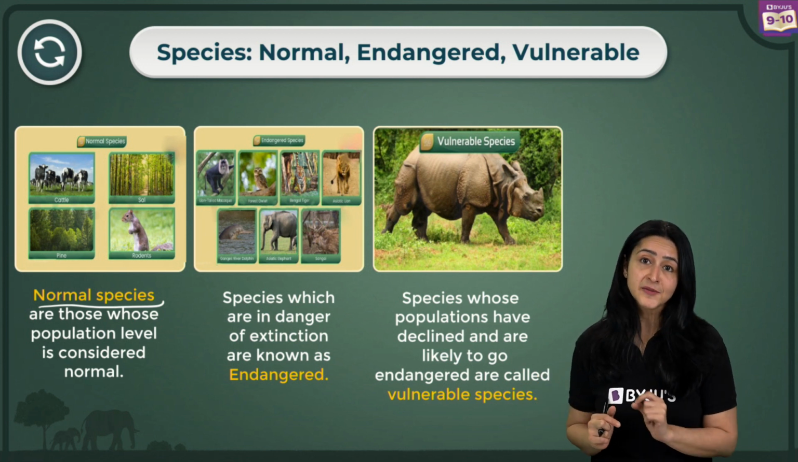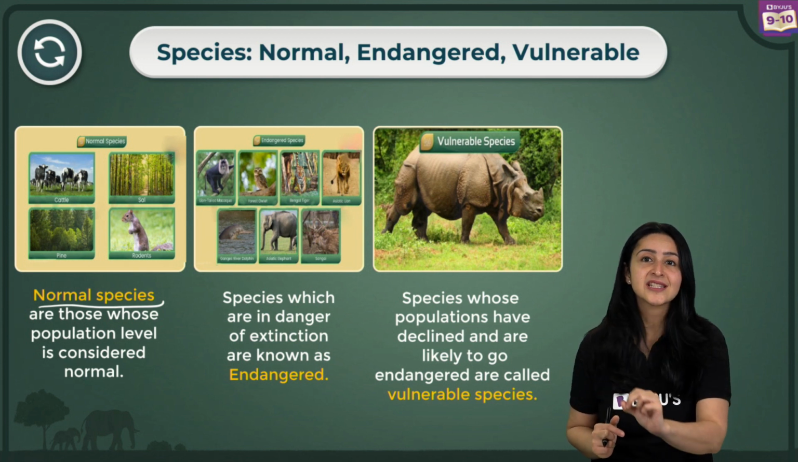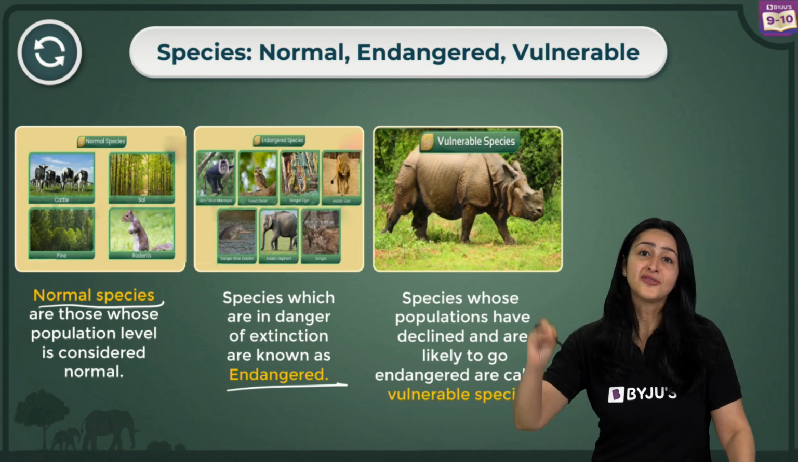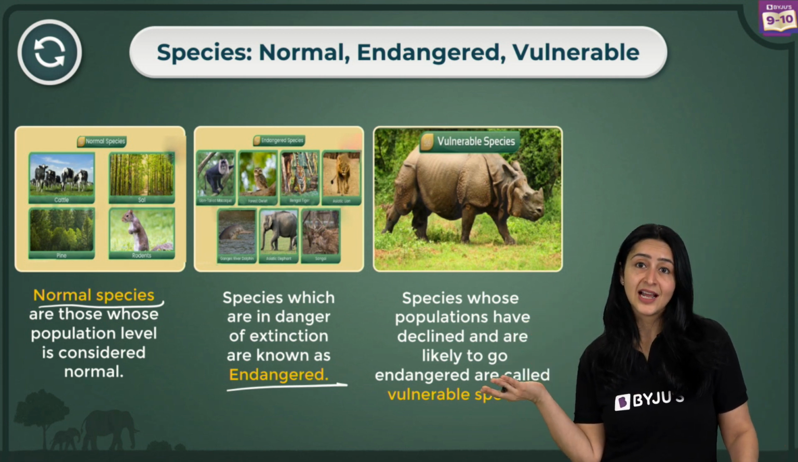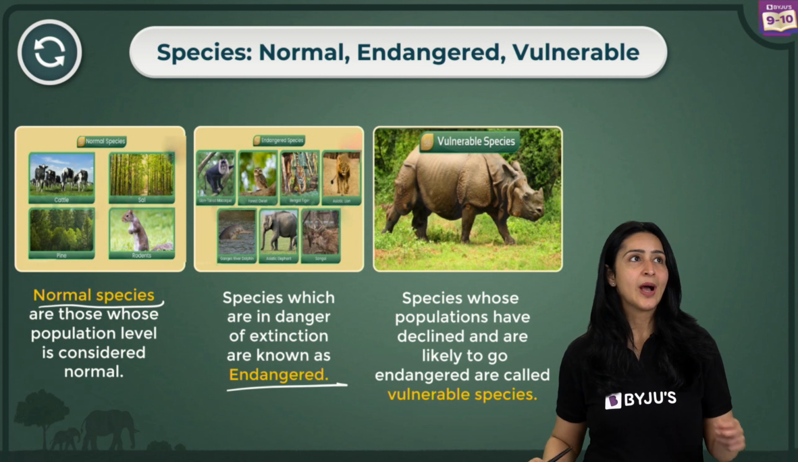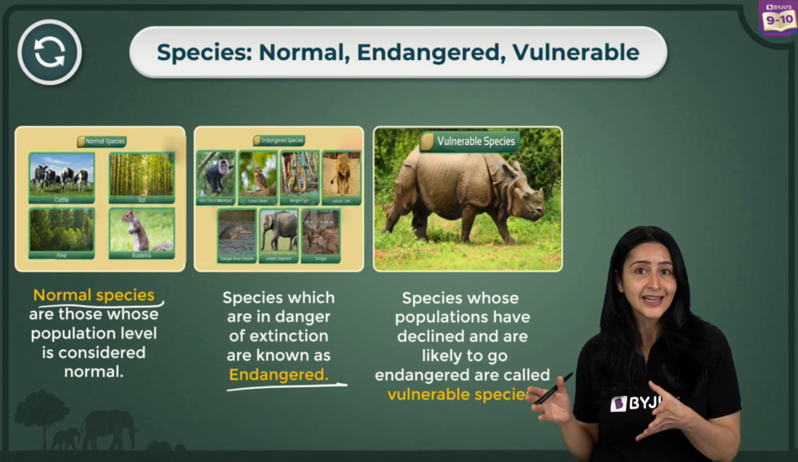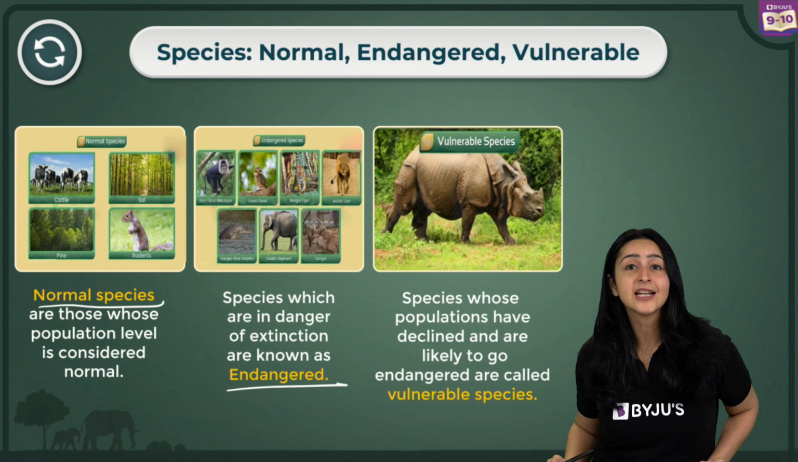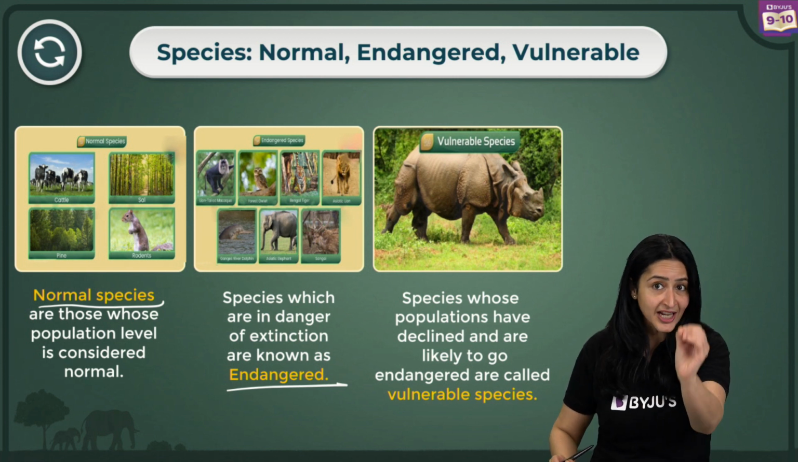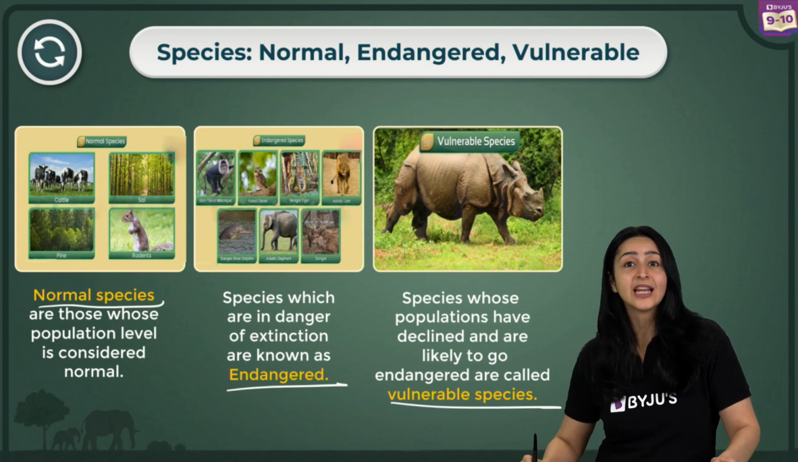On the other hand, you have species that are in danger of extinction. They're not yet extinct, but they are in danger of extinction, and these are known as endangered species. The survival of such species is difficult if the declining population continues. For example, you have the Bengal tiger, or the Asiatic lion, or the elephant, right? We know that the numbers of these particular species are rapidly declining. So these are endangered. And then finally, we have species whose populations have declined and they are likely to become endangered in the very near future. These are called vulnerable species. A good example of this would be the Indian rhino.